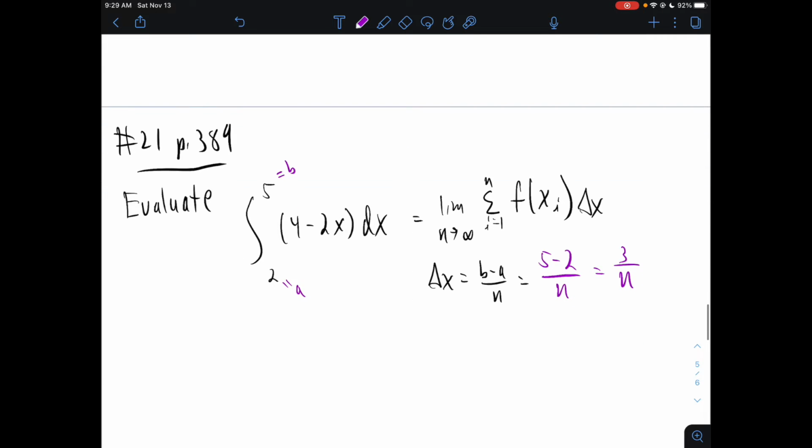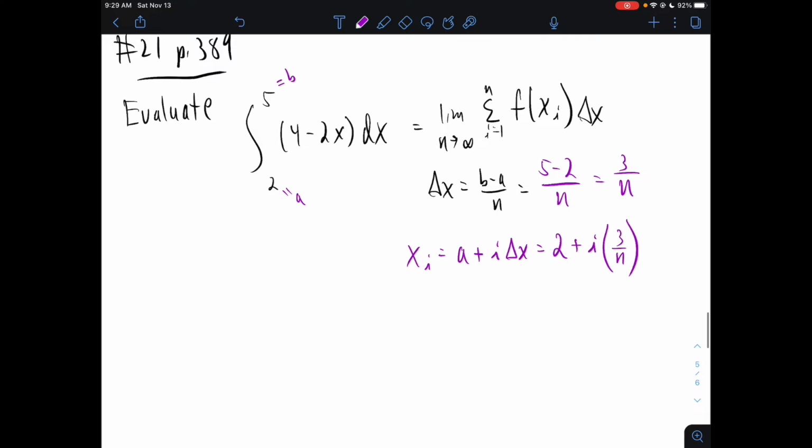We're also given in Theorem 4 how to find our endpoints, which is the same thing that we had before, a plus i times delta x. This gives us any endpoint. We know what a is, 2, i, and we also know what delta x is, 3 over n. So this gives us for x sub i, 2 plus 3i over n.